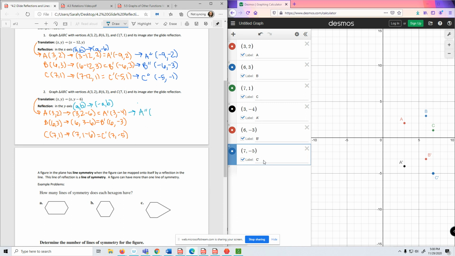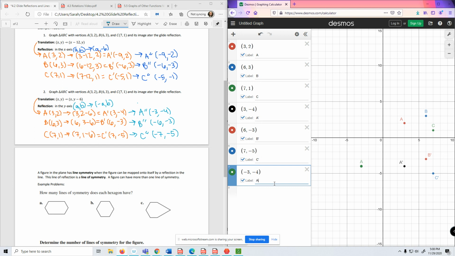So A double prime, this x coordinate becomes negative. The y coordinate stays the same. B double prime, x coordinate becomes negative. Y coordinate stays the same. C double prime, x coordinate becomes negative. Y coordinate stays the same. So now let's graph those into Desmos.